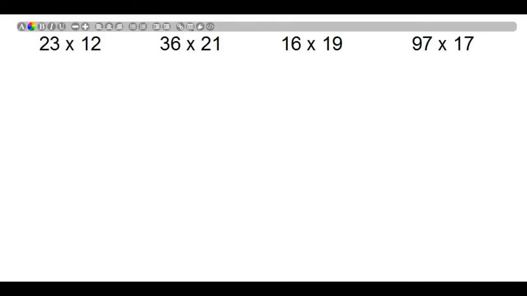As you can see here, 12 into 23. That means the number 12 should be taken 23 times. What we are going to do here is split one of the numbers and then merge the calculations.